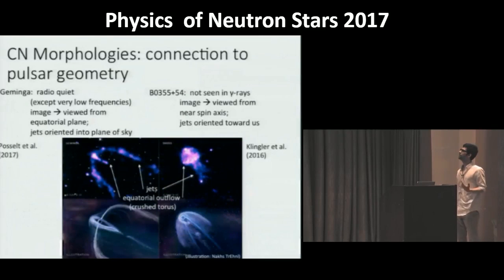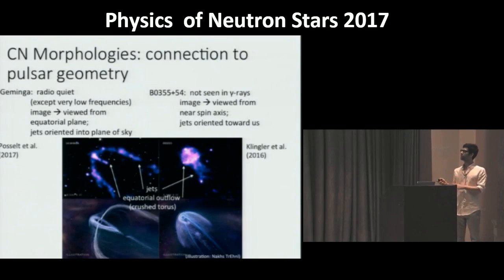So the compact nebula morphologies can appear to contrast, but 2 examples of that are Geminga and B0355. Geminga is almost totally radio quiet except for very low frequencies, and it's very loud in gamma rays. B0355 is not seen in gamma rays, but it's very loud in radio. So we can interpret this as that we are seeing Geminga edge on, and that this is its equatorial outflow crushed by the ram pressure and pushed back, and that these are the jets.